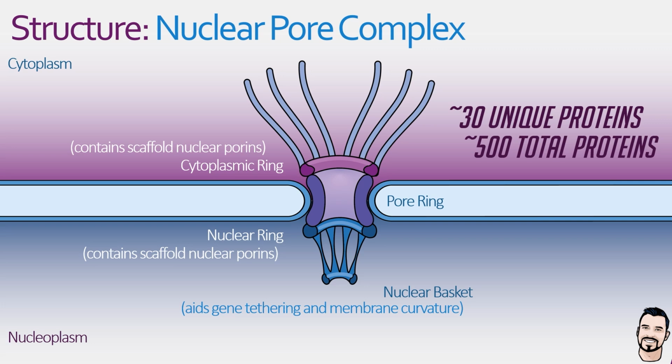Finally, extending outward into the cytoplasm are the cytoplasmic filaments. These act as receptors for proteins and other molecules that need to enter the nucleus, recognizing them through specific signal sequences and guiding them towards that central transport channel.